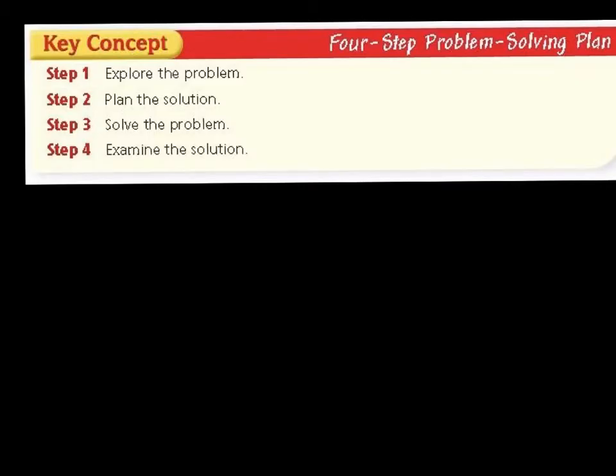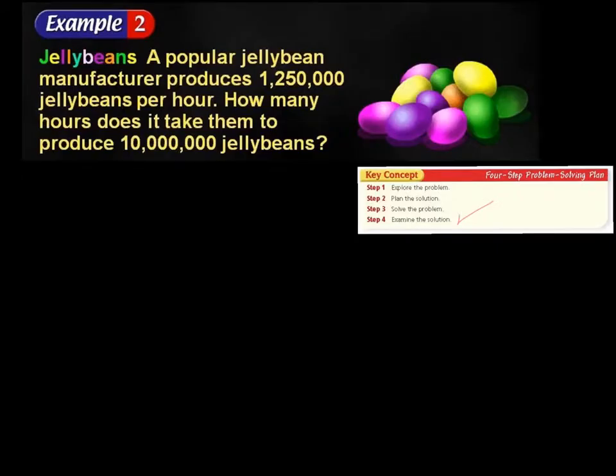It's good to have a strategy when solving word problems, and this is the strategy this book presents. 4 steps. First, explore the problem, then plan the solution, solve the problem, examine the solution. That's our check step. A popular jelly bean manufacturer produces 1,250,000 jelly beans per hour. How many hours does it take them to produce 10 million jelly beans?